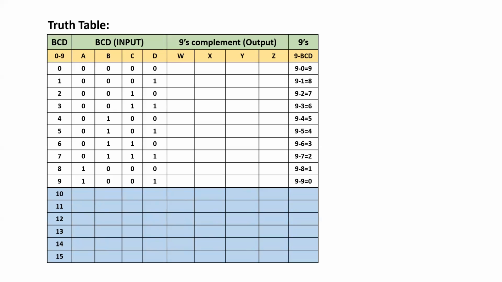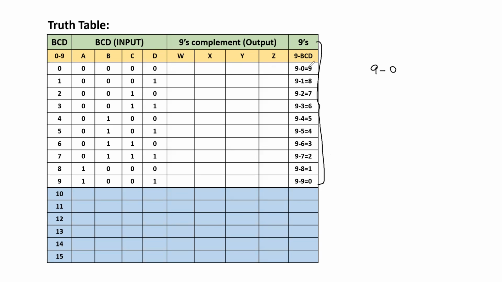Now we should write the output value based on the given problem. The output is the 9's complement of the BCD. The 9's complement is obtained as 9 minus the decimal digit. So 9 minus 0, 9 minus 1, 9 minus 2, like this. I have written here each 9's complemented value of the input. So 9 minus 0 is 9, 9 minus 1 is 8, and similarly we obtain up to 0. So these are the 9's complemented values.